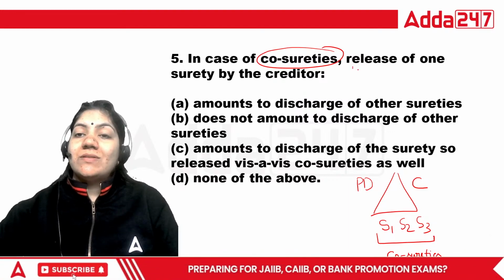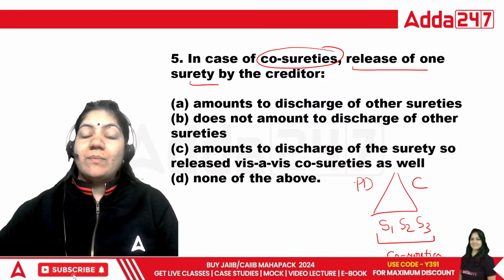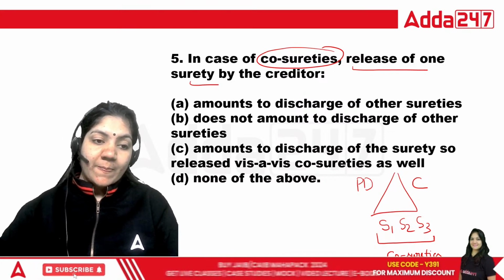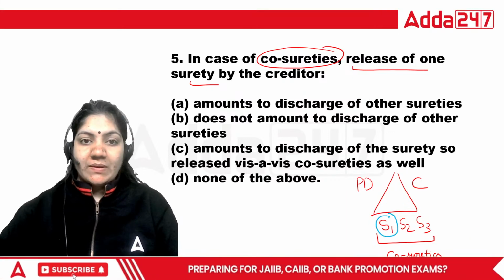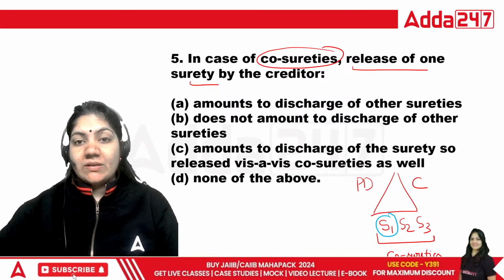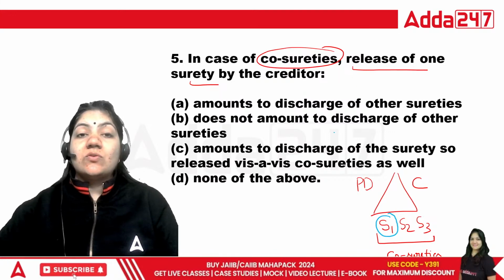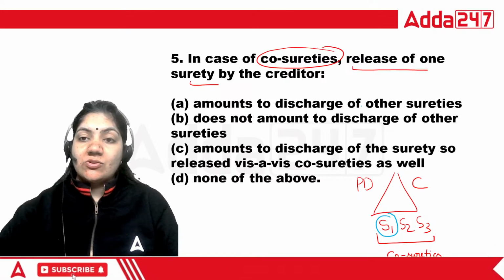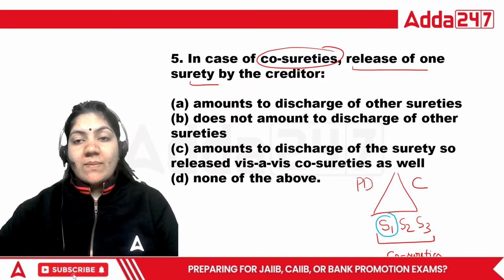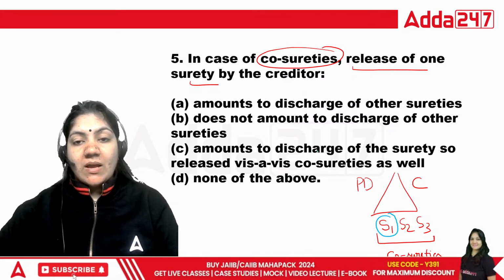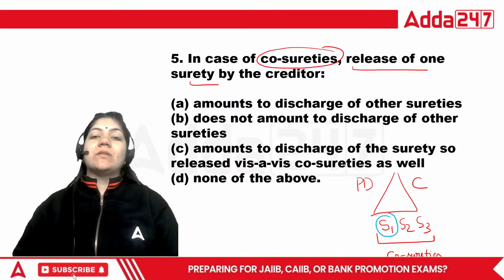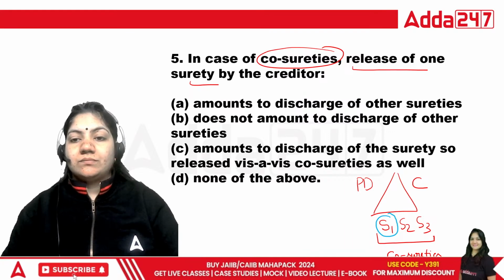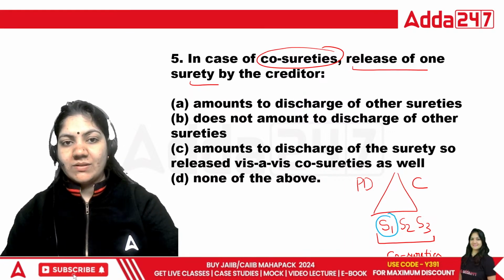So tell me, the release of one surety by the creditor. It means suppose one co-surety is released by the creditor. In that case, what will happen to the other co-surety? Does not amount to discharge of the other surety, amounts to discharge of the surety so released, co-surety as well as, and none of the above. What is the right answer here? Tell me.